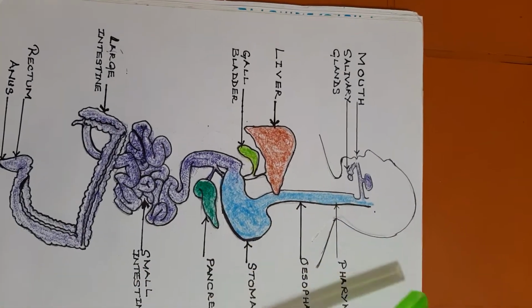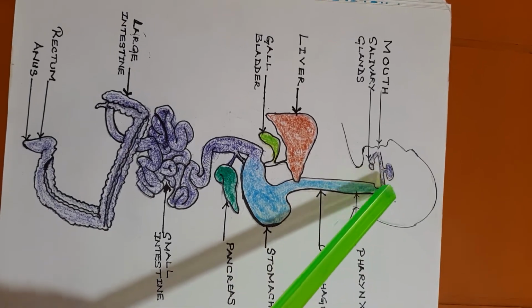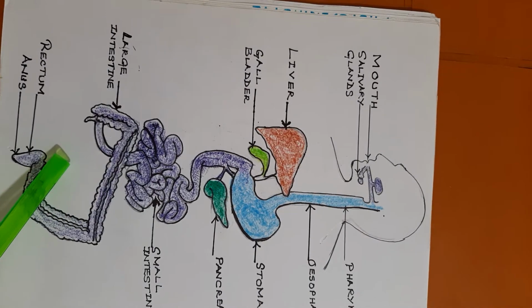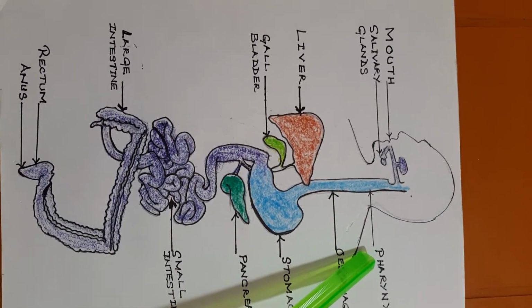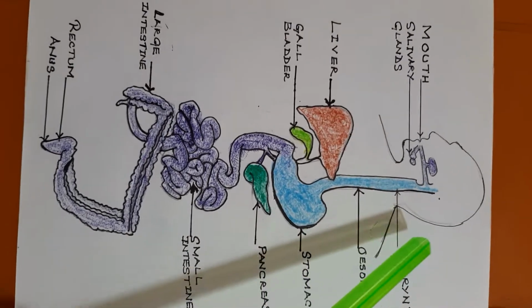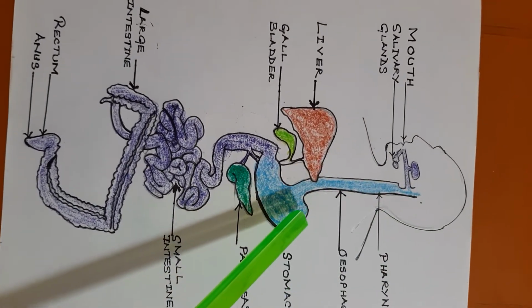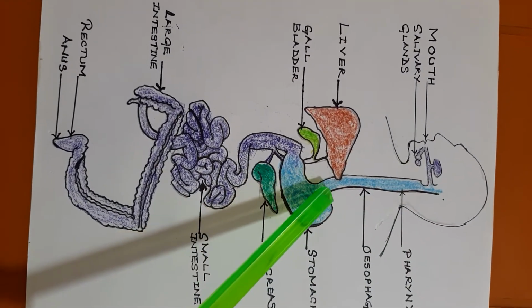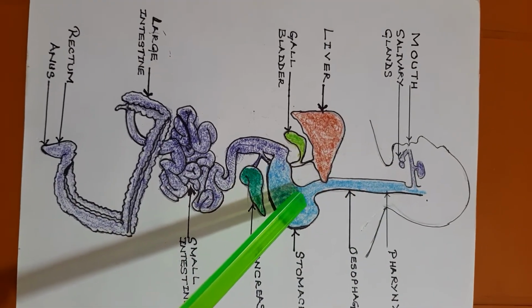Let us continue with the digestive system. We have already finished the alimentary canal. The alimentary canal starts in the mouth and ends in the anus. Today what I shall be doing is the esophagus. The esophagus is the region from the mouth to the stomach. This canal, right from the mouth to the stomach, is called the esophagus.